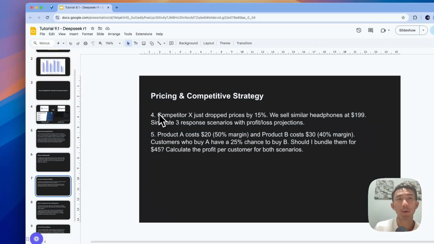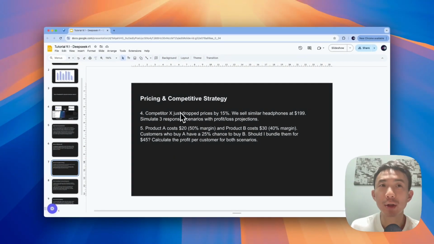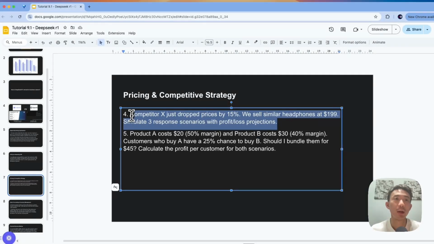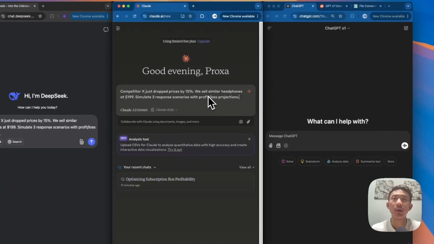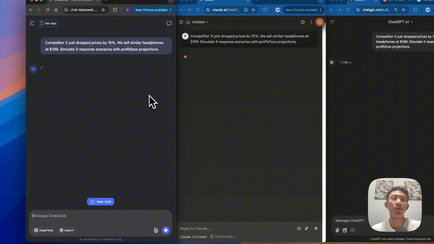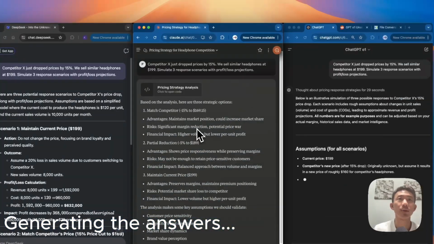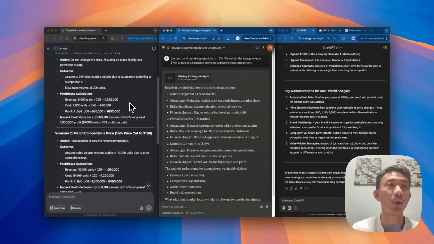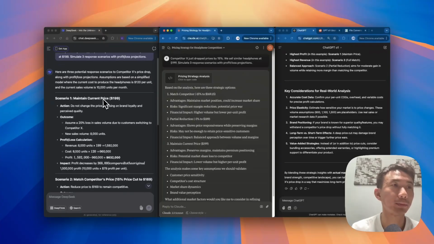Okay, so let's do our fourth demo. Competitor X just drops prices by 15% and sells similar headphones at $199. Simulate 3 response scenarios with profit and loss projections. So let's copy and paste the question into the 3 models and see what answers they can provide. Great, all models have completed their answers. Let's take a look at the DeepSeek one first.